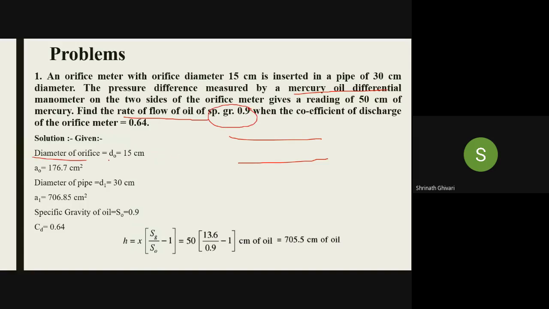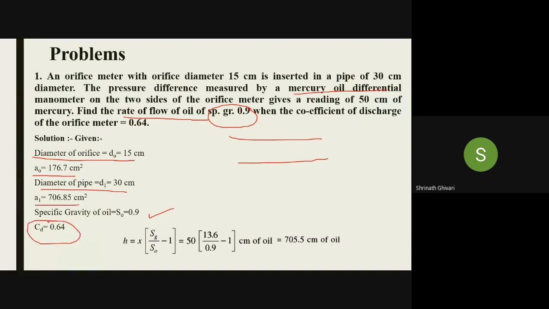For this, the diameter of the orifice is given as d0 equal to 15 centimeter. We have calculated its area. Diameter of the pipe is given as d1 equal to 30 centimeter. We have calculated its area. Specific gravity is given as S0 equal to 0.9. The CD is given.